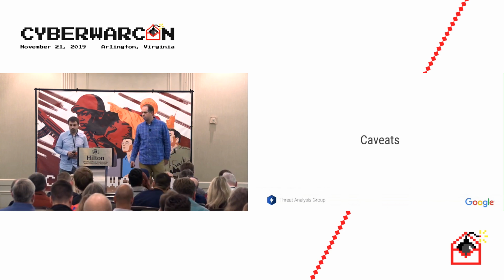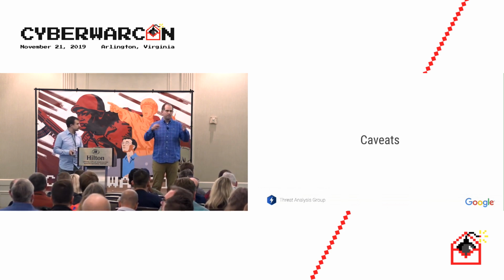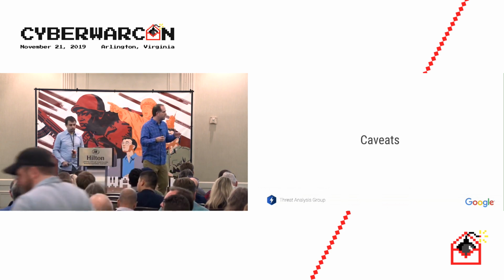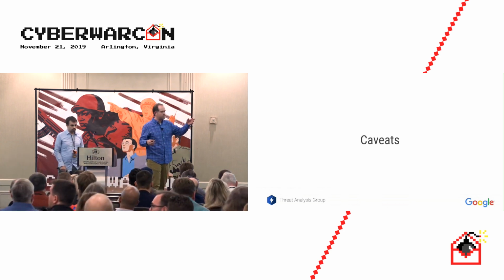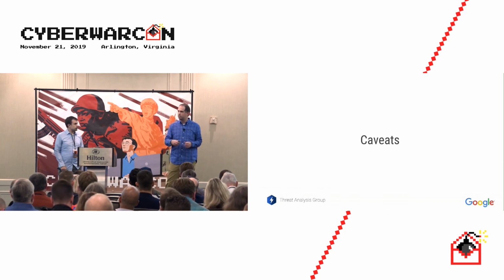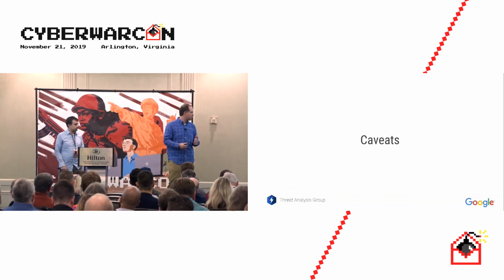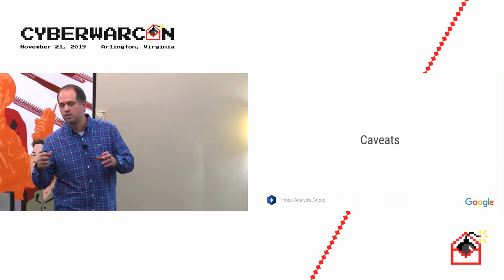A couple caveats before we dive in. So we all have different data points. We all have different views into data. Google has one view, Microsoft has another view, CrowdStrike has a view, FireEye has a view. We also all are kind of special snowflakes, so we all have our own names for these different groups. Some of us are bigger snowflakes than others.